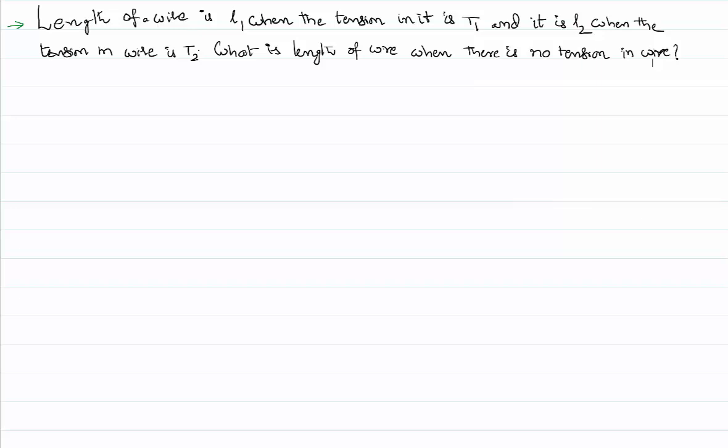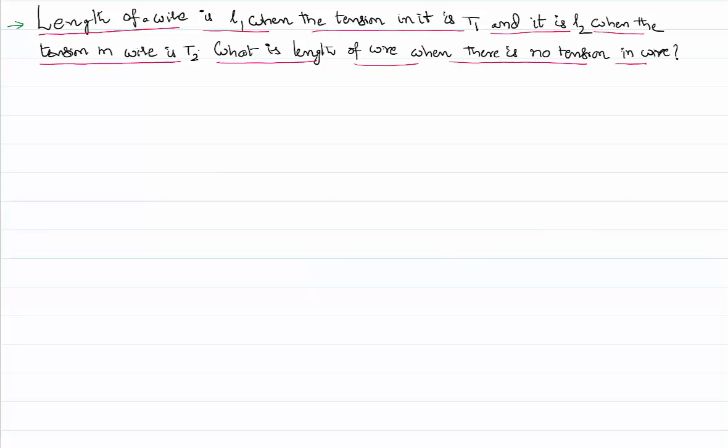In this video lesson, we are solving a problem from mechanical properties of solids. Let me read out first of all what the problem is. The length of a wire is L1 when the tension in it is T1, and the length of the wire is L2 when the tension in it is T2. What is the length of the wire when there is no tension acting in the wire? That's what the problem is.